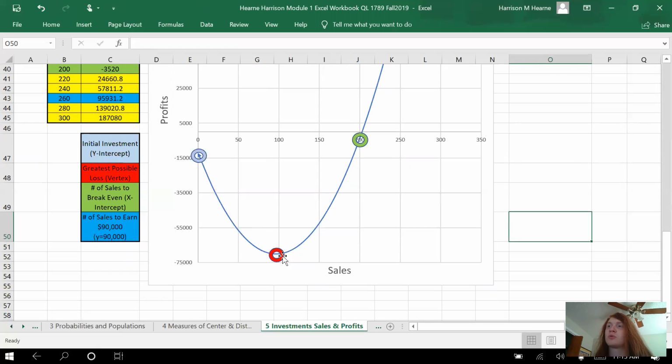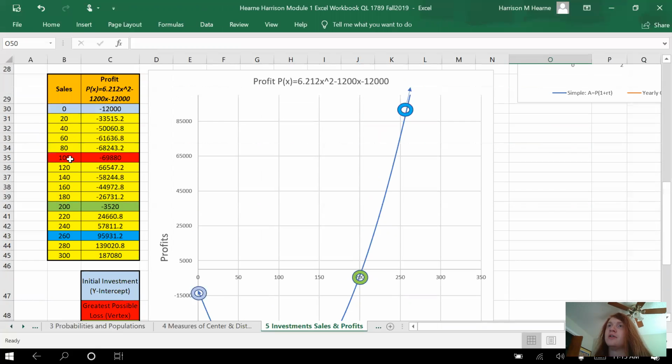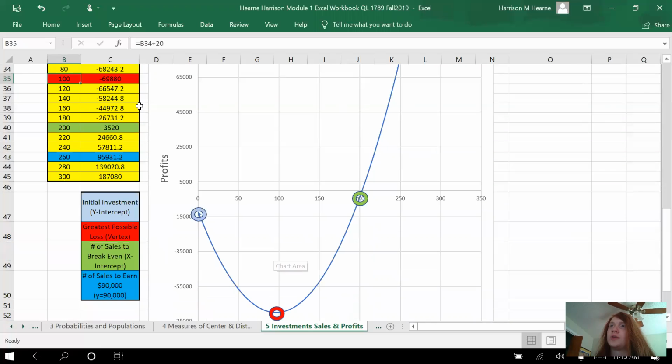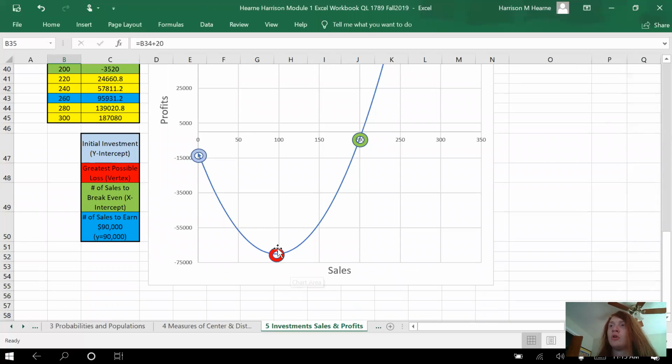So you can see right where this red is circled, and this is approximately our greatest possible loss here. It's not exactly, because we're only representing these X values by 20s, so it didn't perfectly fall on the 20, but it's pretty close. You can see that we were at about negative $70,000 in the hole before we stopped losing money.